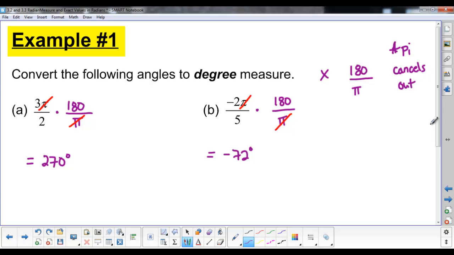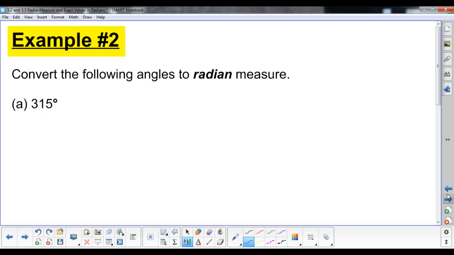Okay, so now let's go in the other direction. Let's convert these degree angles into radian measure. The way we do that is we are going to multiply by the opposite, or the reciprocal. This time we're going to multiply by pi over 180. So I'm going to take my 315 degrees, and I'm going to multiply by pi over 180.